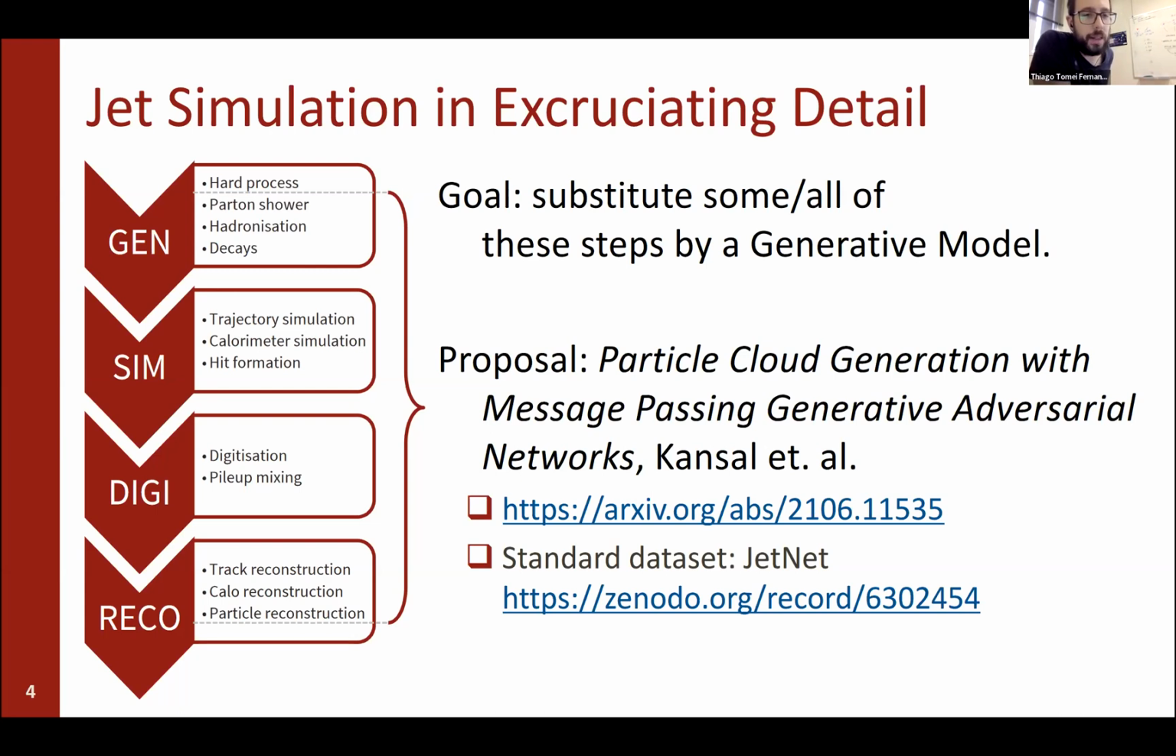But if instead of starting all the way up there in the hard processes, you say, let's start with the trajectory simulation and the calorimeter simulation part and use that as input for the generative network, and by input I really mean, let's train the GAN to start from that part, then I think it's possible, yes, but it's not obvious that you can mix and match.